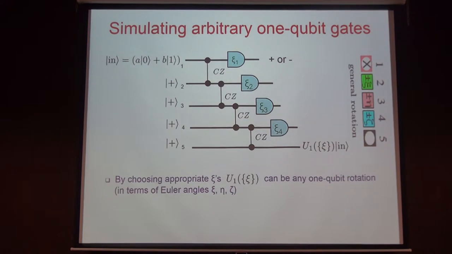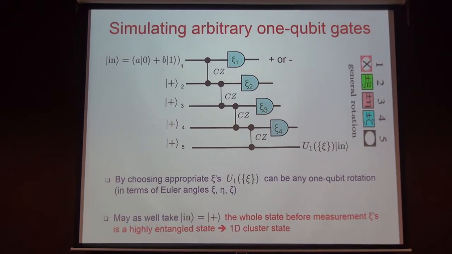Okay. So what I'm going to say now is, first, because we can do any rotation, we may as well start with a plus state, because we can rotate to any state and take that as a beginning. But secondly, suppose we get a plus state, and we circle this part of the circuit and then push it in front. So this will be a cluster state. This is a one-dimensional cluster state.